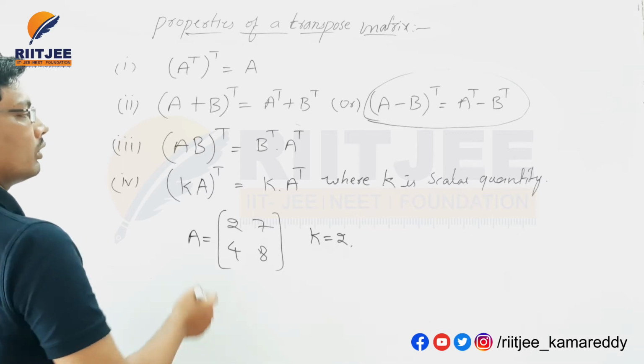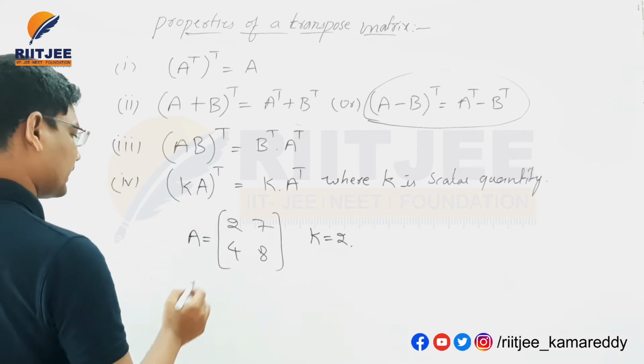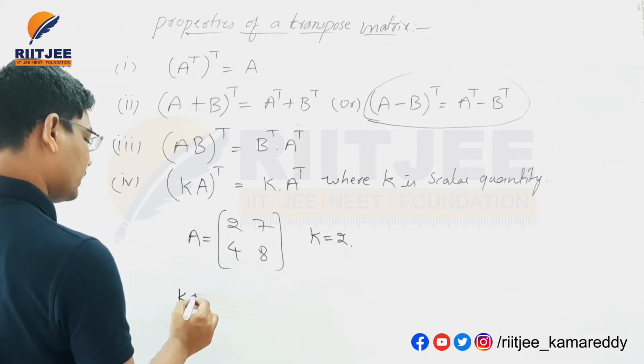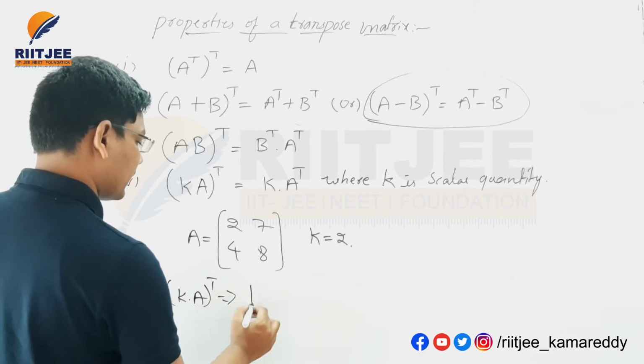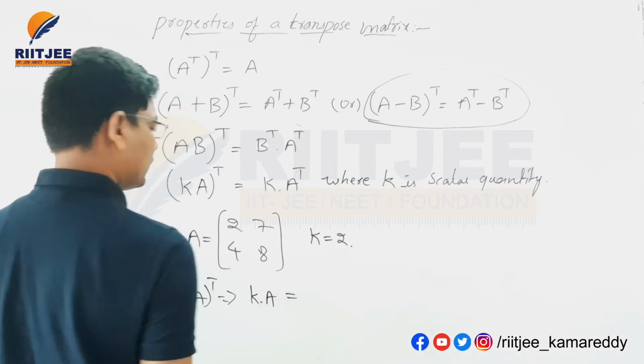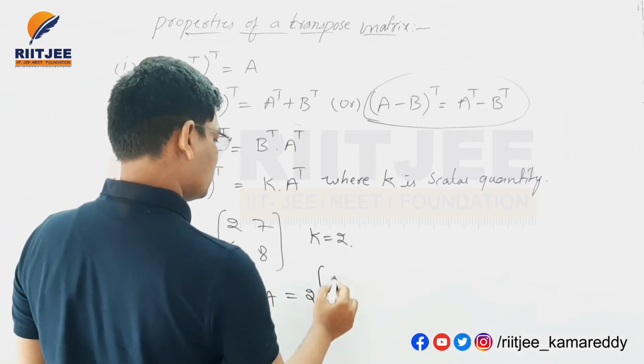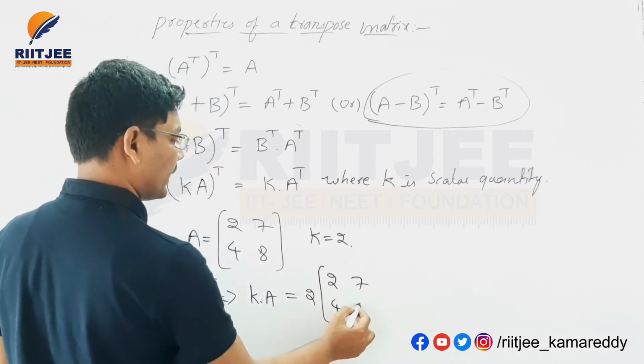K A whole transpose. Directly I am multiplying K A whole transpose. First of all I am finding K A. That is nothing but 2 into 2 7 4 8.